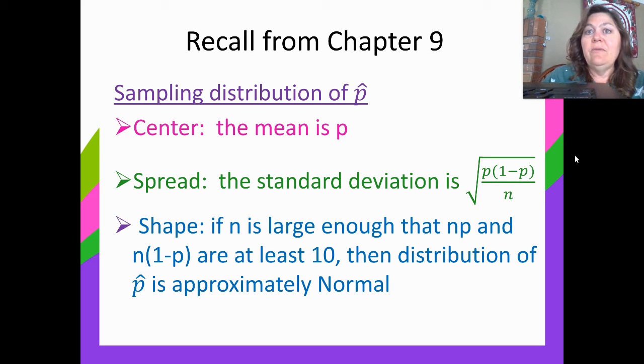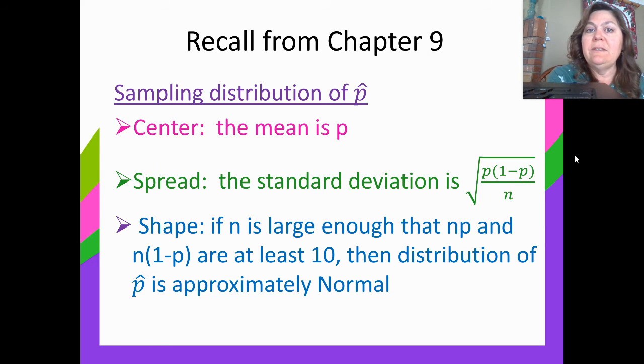We also found this in chapter 9, that if n is large enough so that np and n times 1 minus p are at least 10, then we can use normal approximations. This is our normal condition now.